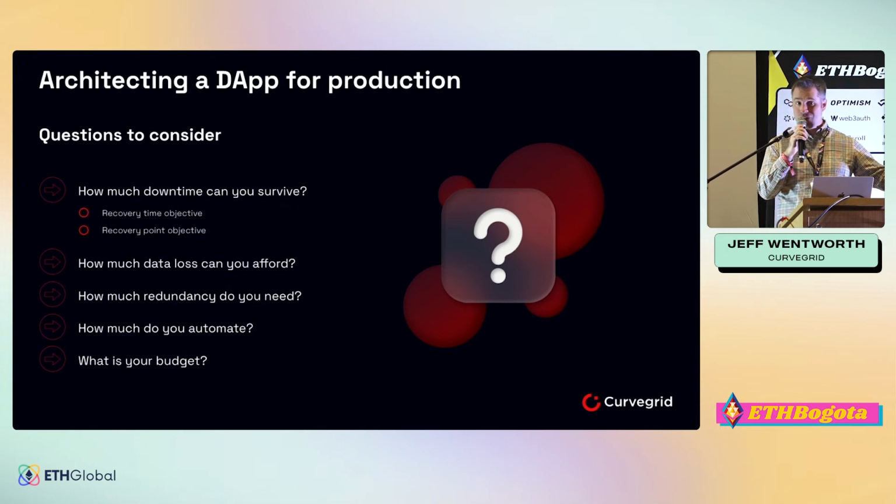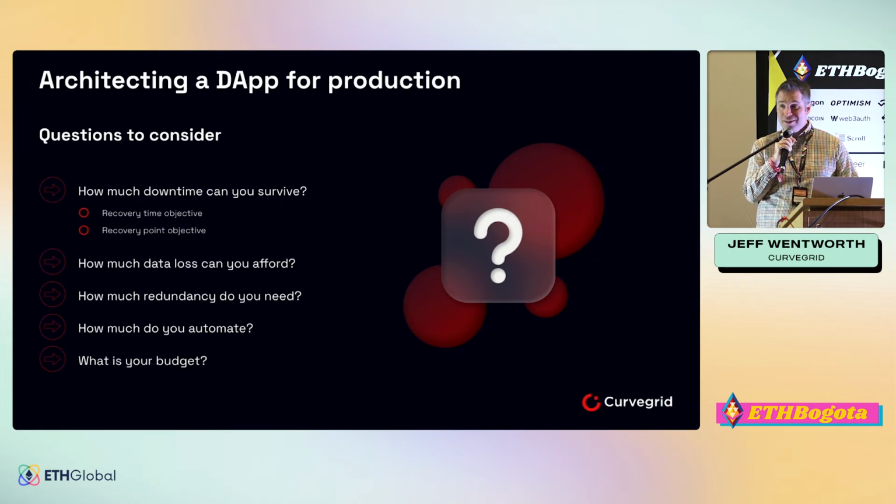That would be recovery point objective. And again, there are no answers here. It's questions. It's going to be different for each production DApp. How much data loss can you afford? This relates again to recovery point objective, actually. How much redundancy do you need? Again, I need one server on every continent. I need 2 servers in every city. I mean, that might be realistic someday, but there's a cost to all of that, right? And it's not the kind of thing that is going to be realistic at the beginning. So you have to think about that.